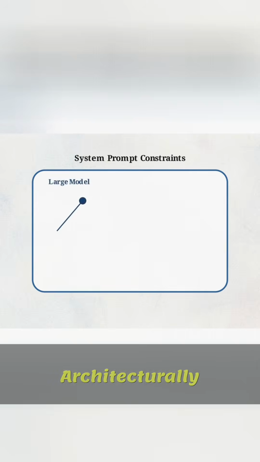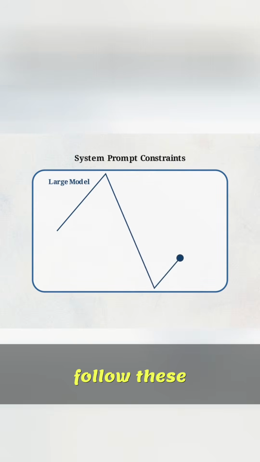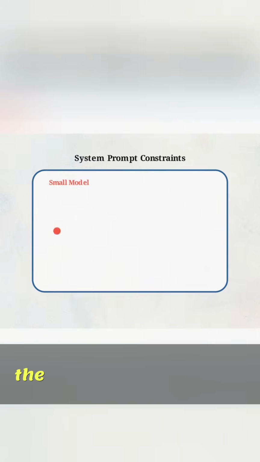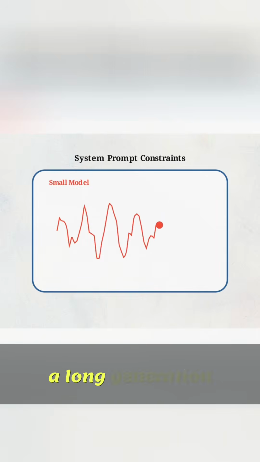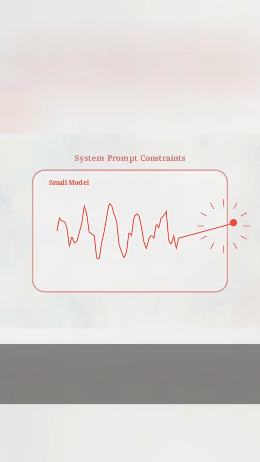This boundary box represents the assumption that placing strict limits around a local model will contain its output and enforce accuracy. Architecturally, a large model is equipped to follow these paths, but small models lack the continuous attention capacity required to hold external constraints in memory over a long generation. Despite explicit instructions, the small model ignores the defined path.